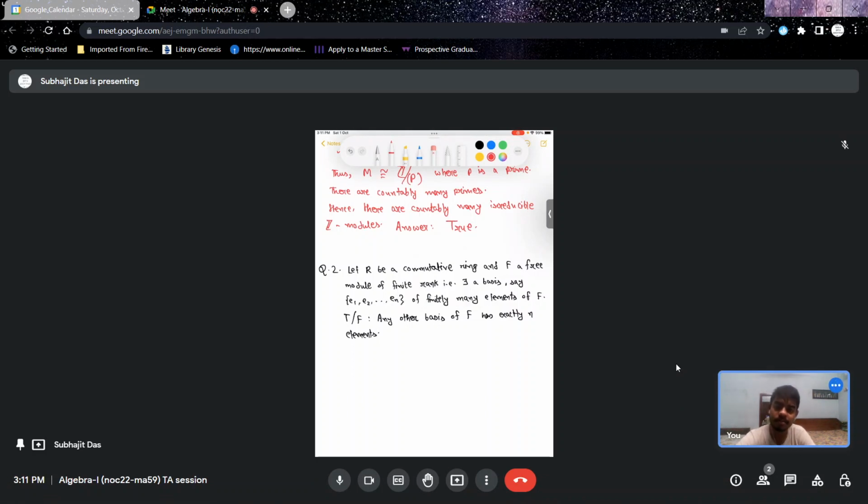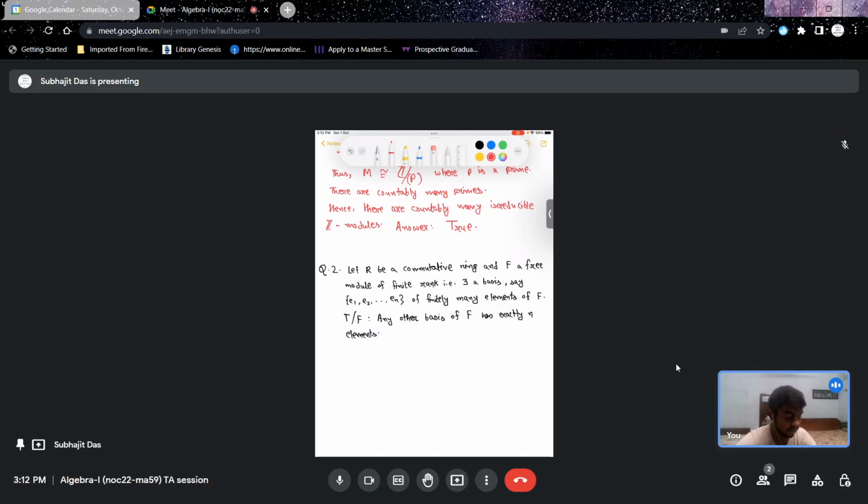A free module is just a module that admits a basis, right? It is a module that has a basis. In other words, it has a set of elements in it which freely generates the module, which is linearly independent over the base ring and which spans the entire module. Alternatively, you could also define a free module to be a direct sum of copies of the base ring, right? That is, a free R module F is an R module which is isomorphic to a direct sum of copies of R as an R module.